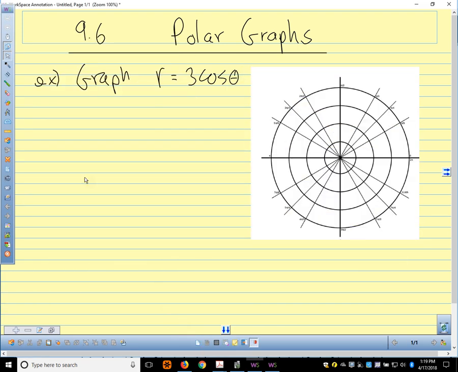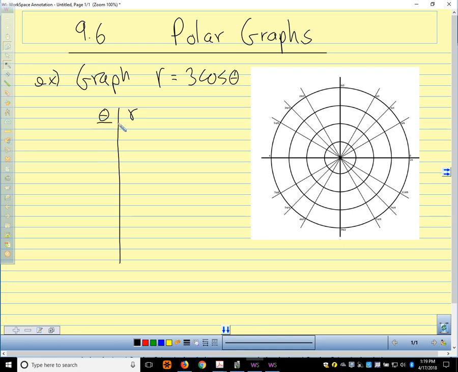And I'm just going to make a table of values. My table of values is going to have theta and r. And I'm just going to plug in some values of theta and calculate r and plot those on my graph. So when theta is pi over 6, I'm just going to plug in, calculate 3 cosine pi over 6, and I get a decimal, 2.6. So at pi over 6, I get, there's 2.6, about there.